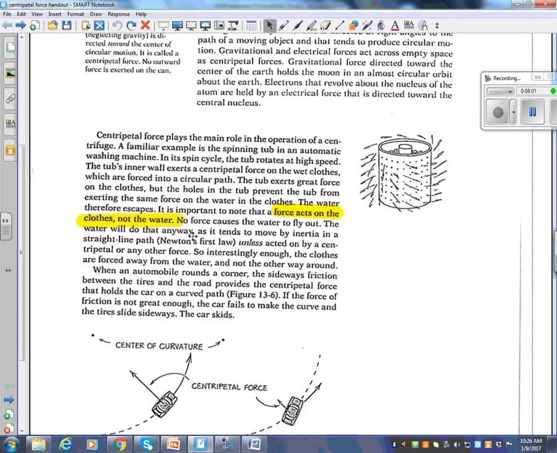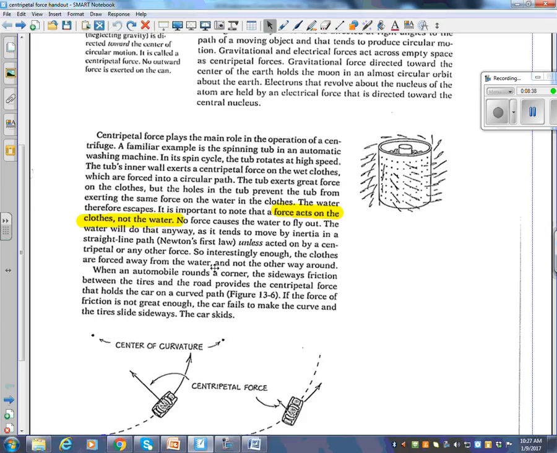No force causes the water to fly out. What causes the water to fly out then? Inertia. The water will do that anyway as it tends to move by inertia in a straight line path, unless acted upon by a centripetal or any other force. Objects in motion stay in motion. So as the tub is spinning, the water's going out in the same path that it was going, and the clothes are being pushed in. So interestingly enough, the clothes are forced away from the water, not the other way around. Who cares as long as they're a little bit drier?